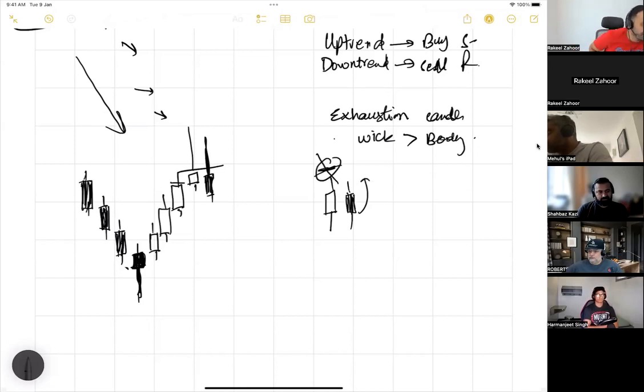Does it make a difference if the bearish candle wick is smaller than the bullish candle? No, it makes no difference. No difference whatsoever.